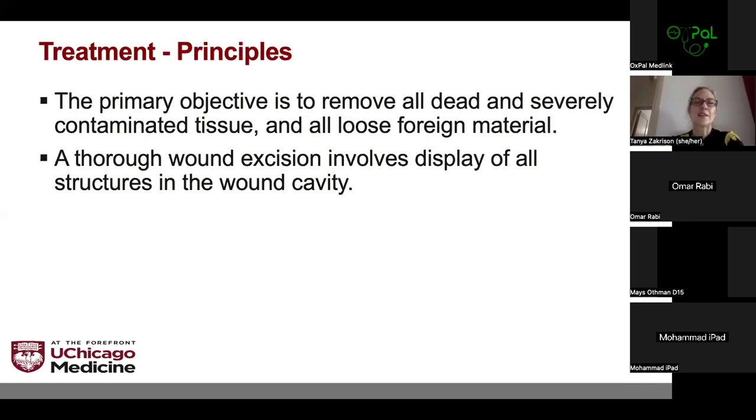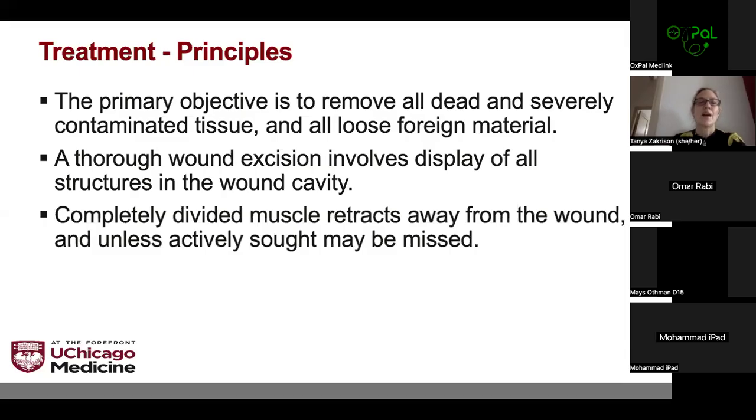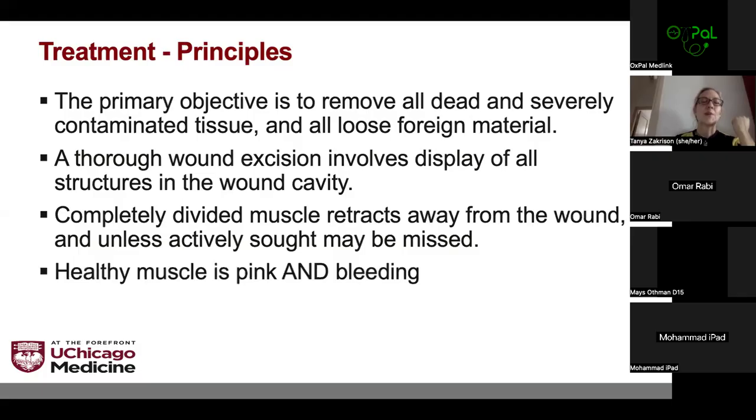You have to cut into the muscle, the skin, the subcutaneous tissue to know if it's bleeding or not. And if it's not bleeding, it has to come out. And again, watch any tissues that have retracted, because you want to really make sure that you get all the muscle, especially that might be necrotic, might be no longer alive. So it has to be pink and bleeding.